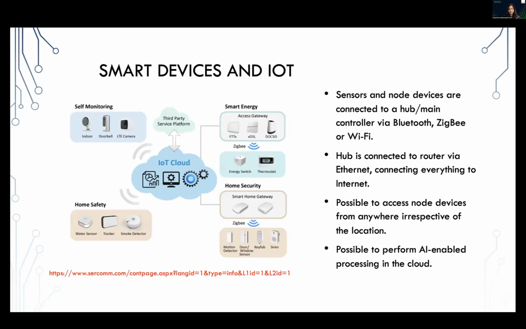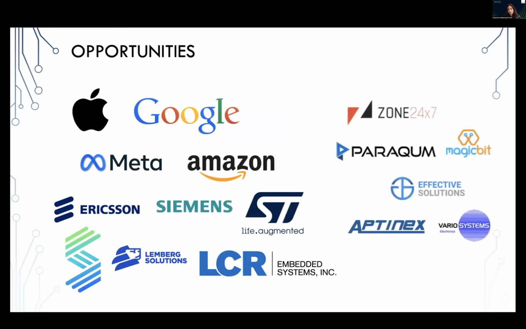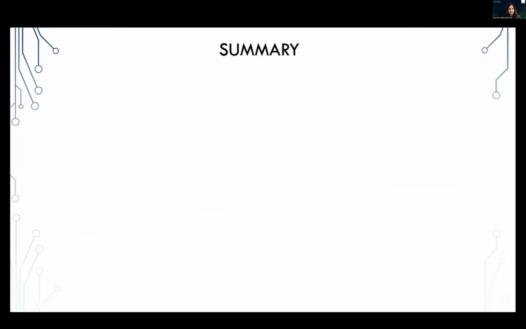So there are really good opportunities for embedded designers in this domain. Some of the main players are global players, even including Apple and Google in embedded systems. And the local opportunities include companies like Son 24/7 and Aptinex. So there are really good opportunities for embedded designers. So that concludes my talk.